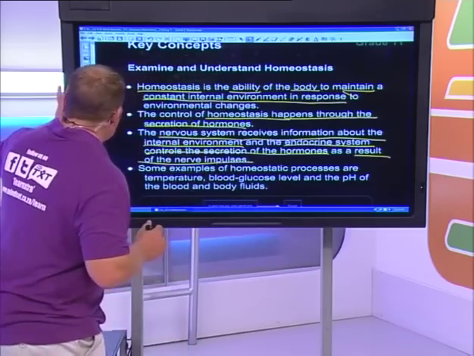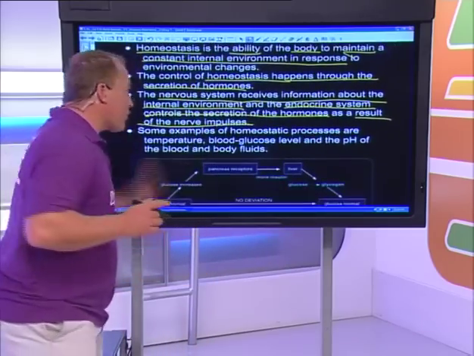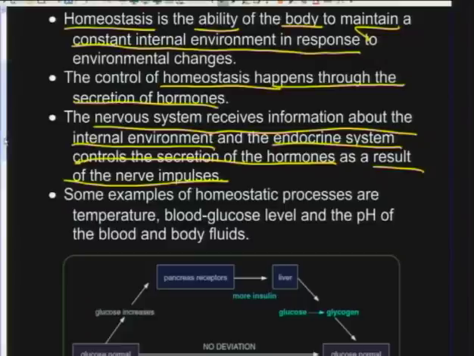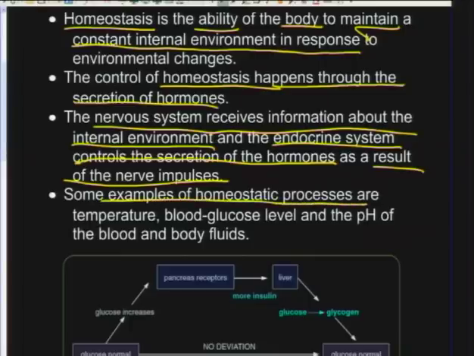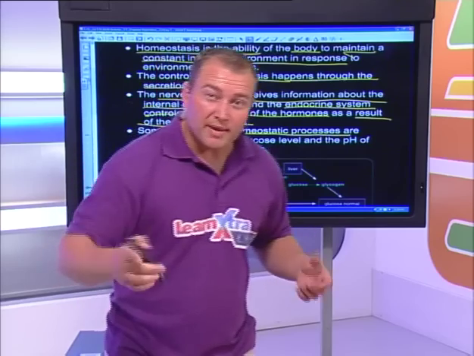Now, I'm going to come a little bit down. For example, in homeostasis, we need to keep things. Homeostasis means that your body will work at its optimum level. So examples of homeostasis processes are temperature, which I've been talking about. Am I right? Temperature is what I'm talking about.